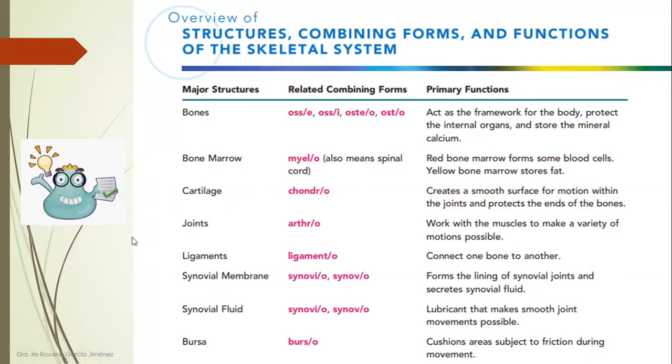And this anatomical review is going to give us the idea of how we are going to talk about it. For example, cartilage: the related combining form is chondro, with the vowel a or e. And we have the primary function, of course: creates a smooth surface for motion within the joints and protects the ends of the bones. We all know about it. Please check all of this information.